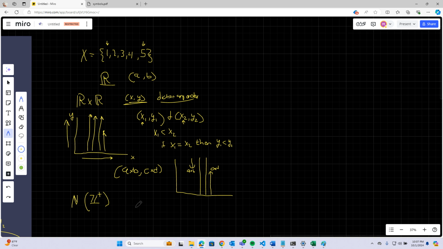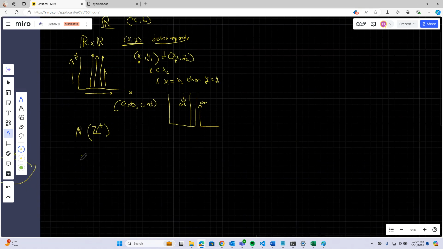We can have another set, get a little funky with it. So let's take the Cartesian product of a finite set with the naturals, and we will assign this the dictionary order as well. Sorry for the bad handwriting. Now, in this particular instance, the order topology on this set is actually not the discrete topology.